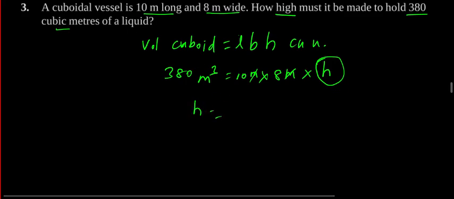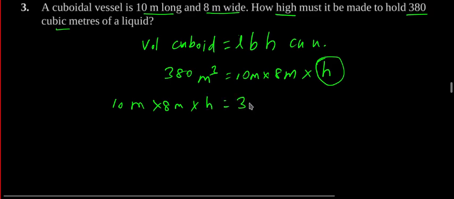That means we will bring everything once again. We will shift everything entirely to the left hand side. So 10 meter into 8 meter into height equal to 380 meter cube. Okay. So now we need to find H only. So let it be here. We will bring all others to the right hand side.